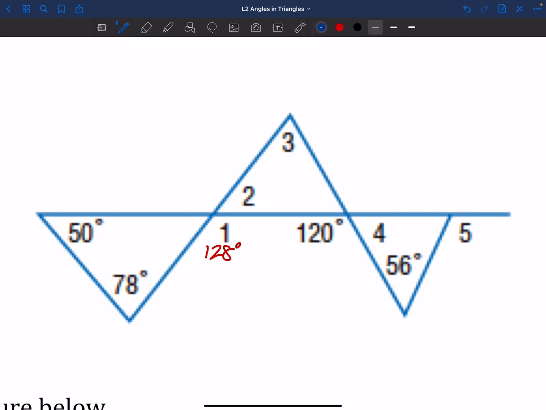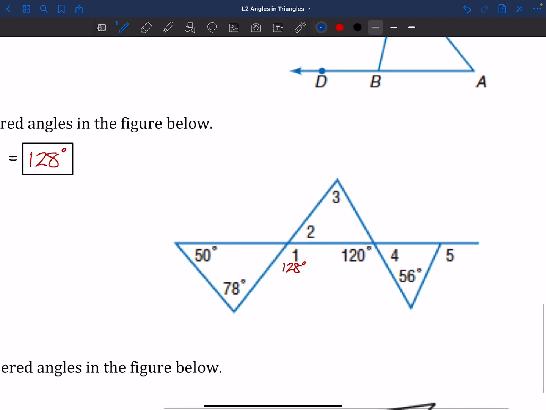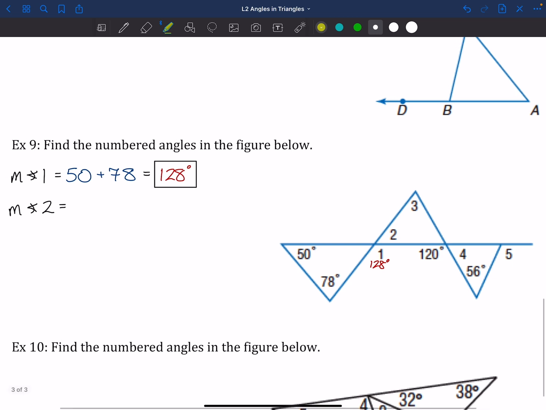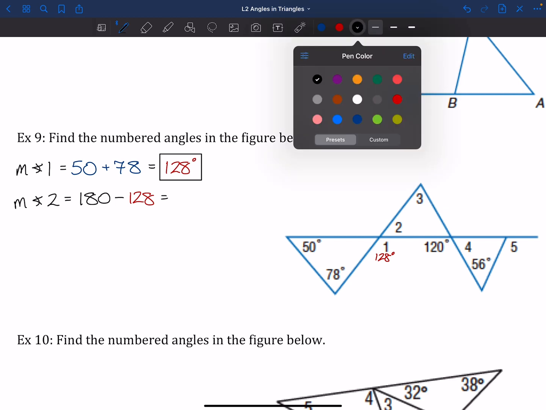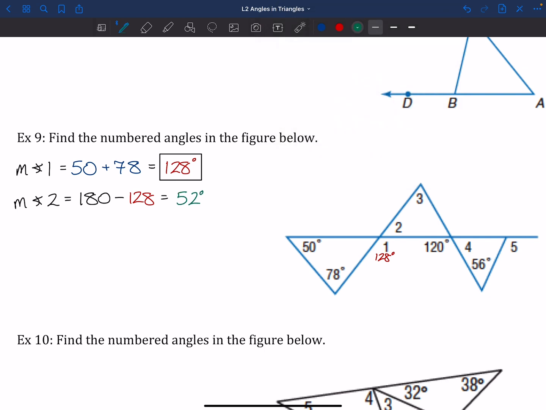It's perfectly fine. A slightly faster way to find it is to note that the 128 that we just found makes a straight line with angle 2. They make a straight line together, so they have to add to 180. So what I'm going to do here is take 180 minus that 128, which is going to leave me with 52 degrees. I'm going to try and color code this as best I can, so it's hopefully a little bit easier to follow along with. So 52 degrees there. That's what angle 2 is.